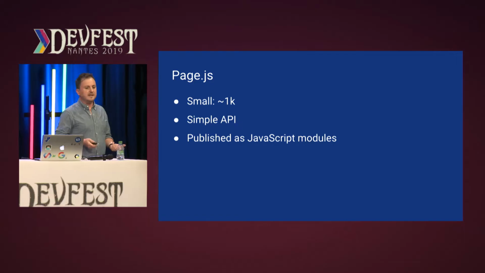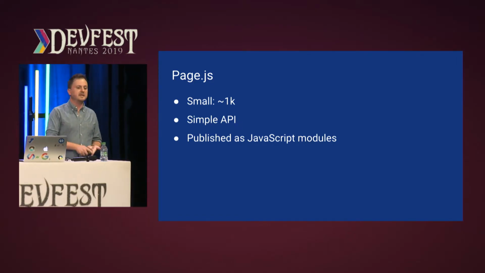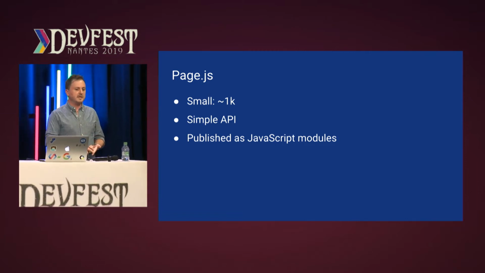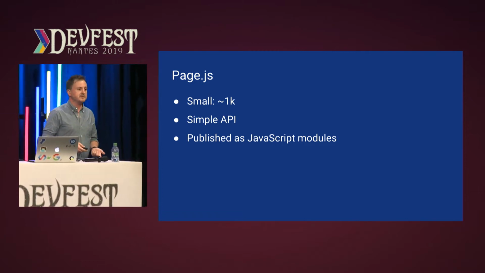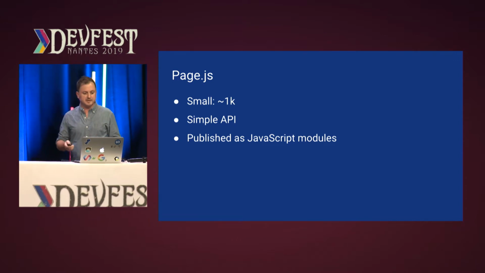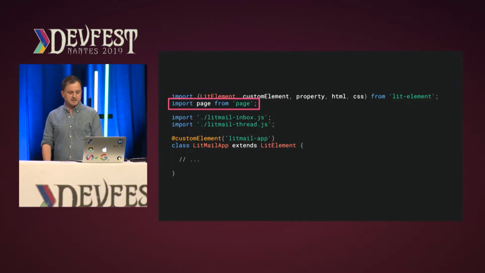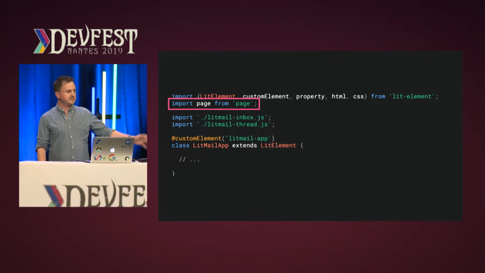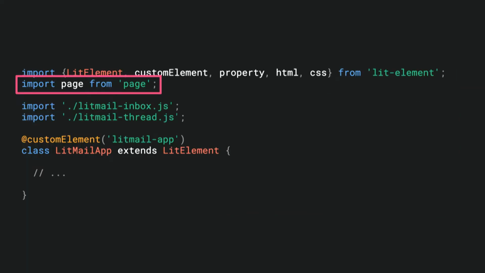You can use any router. The one I'm going to use right now is page.js. I like it because it's super small, it's 1K. It has an extremely simple API, and it's published as JavaScript modules to NPM, so we can build this demo without a lot of tooling. So to use it, first we have to import page. So we can use this page API here.